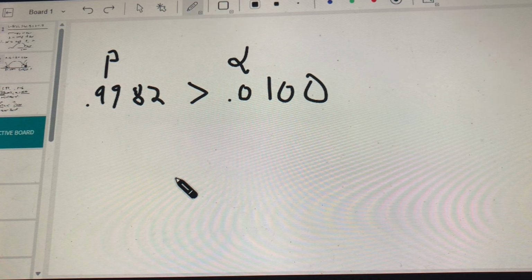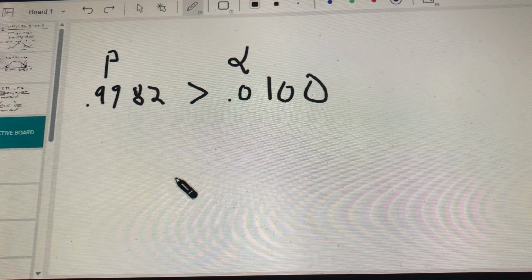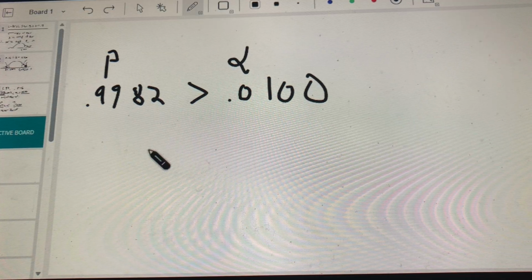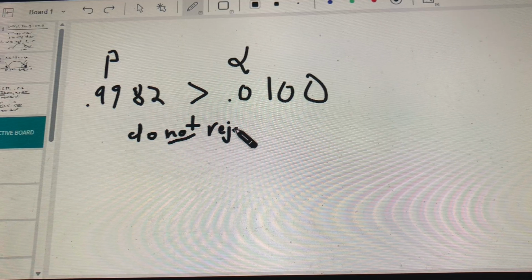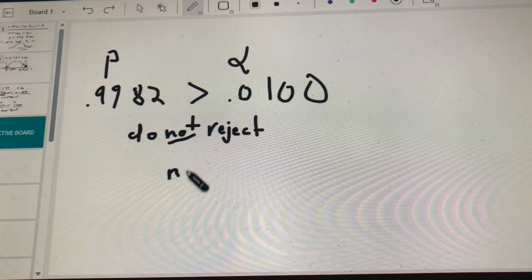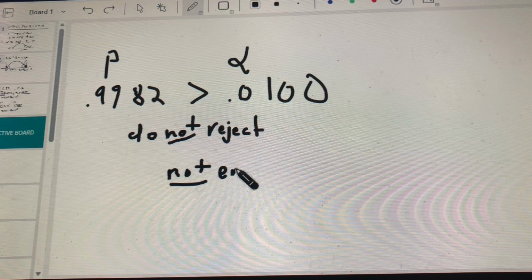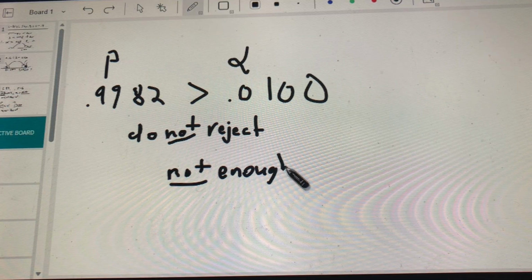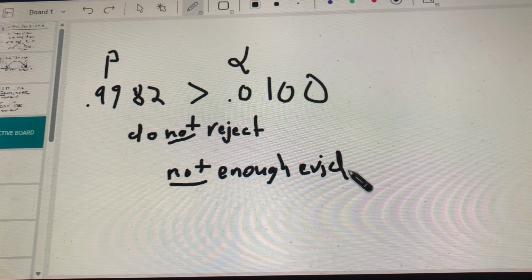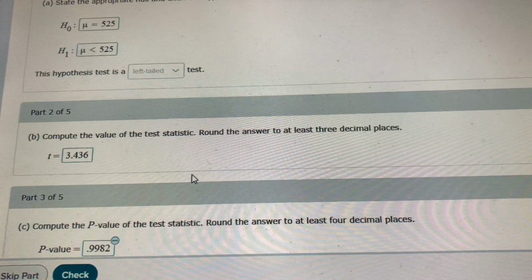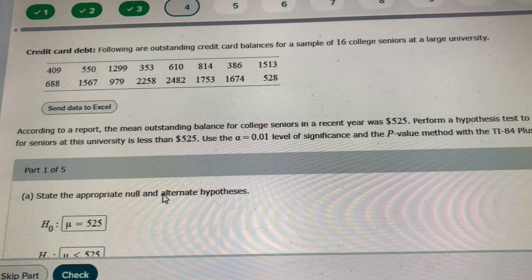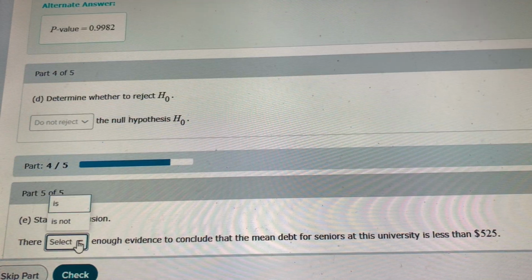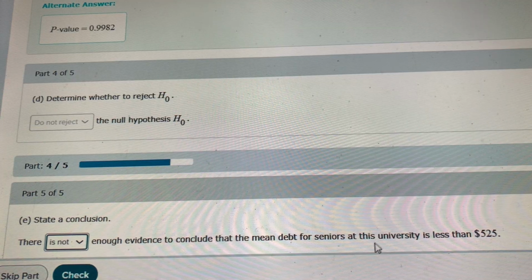So this p-value is always greater than any normal alpha from 0.01 to 0.10. When the p-value is low, the null must go, but this p-value is not less, it's not low, so the null does not have to go. Do not reject the null. That means there's not enough evidence to say it's less than. Not goes with not. So do not reject the null. Not enough evidence to conclude the mean is less.